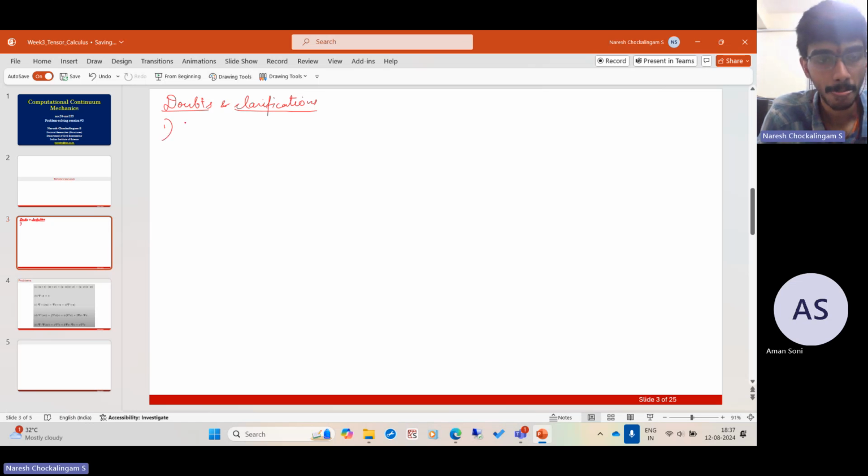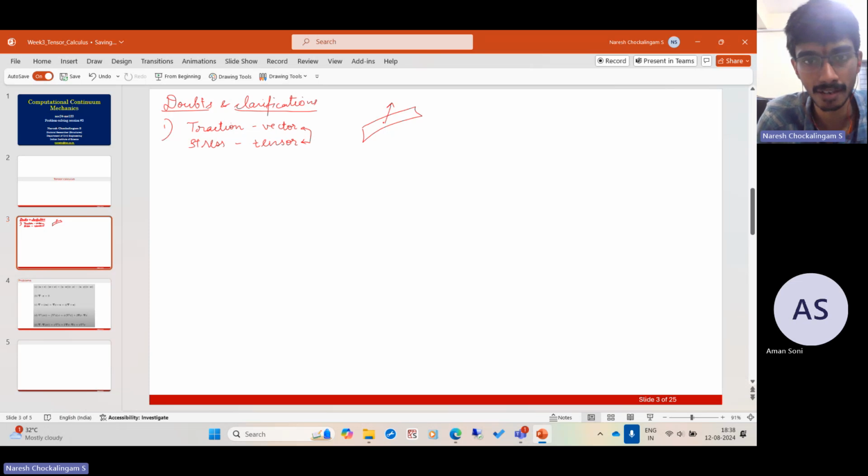So, your question is this: the relationship between traction, which is a vector, and stress, which is a tensor. And why do we need, given a surface, traction is a vector on that. Your question was, do we need stress to represent the traction vector on a particular surface?